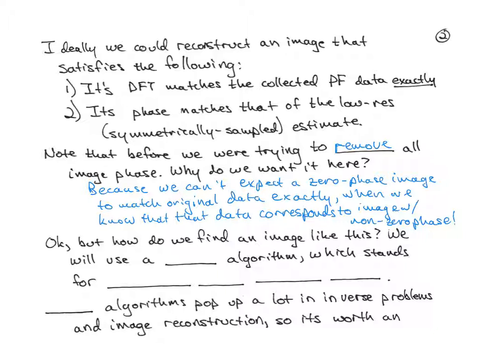Okay, but how do we find an image like this? So what we're going to do here is use what's called a POCS algorithm, which stands for projection onto convex sets. It's a widely used algorithm. This acronym didn't come about in MR at all. It's a basic optimization method where you try to find the intersection of two sets of solutions. So POCS algorithms pop up a lot in inverse problems and image reconstruction. So it's worth some, albeit high-level, overview of what they are.